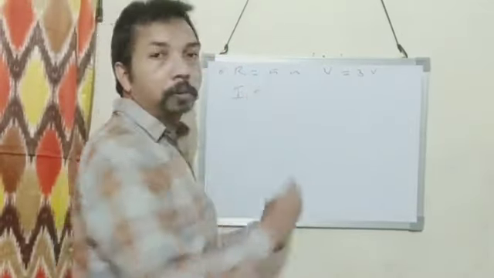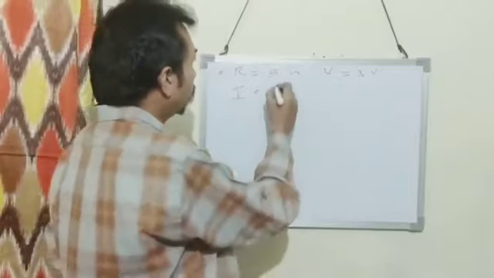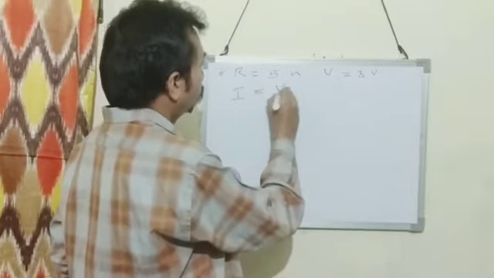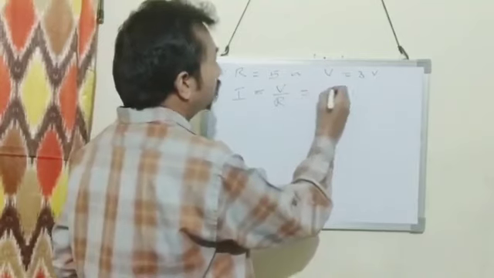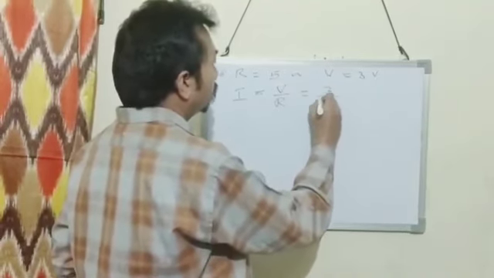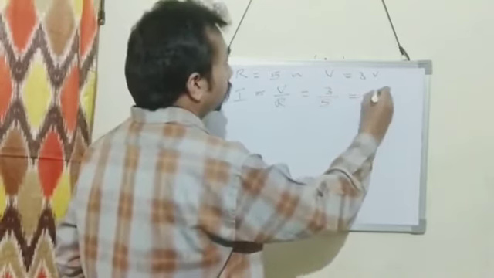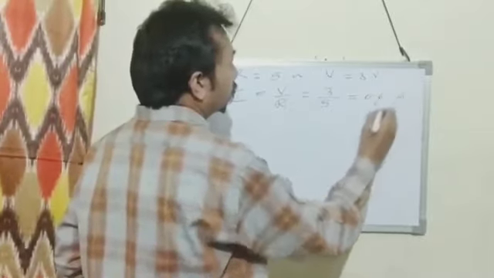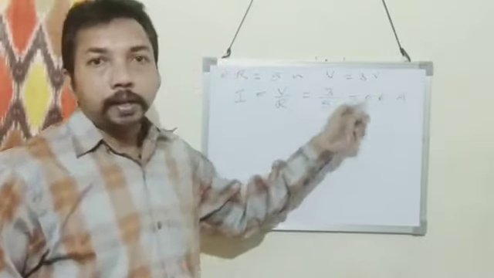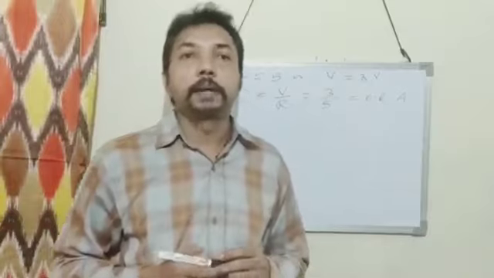Formula according to Ohm's law, I is equal to V by R. Substituting the value 3 upon 5, which is equal to 0.6 ampere. So this is the answer. Current I is equal to 0.6 ampere.